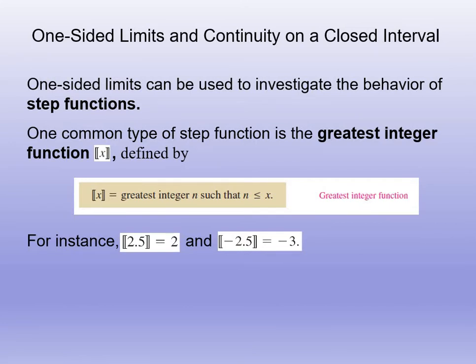So the greatest integer of 3.1 is 3. The greatest integer of 3.3 is 3. The greatest integer of 3.9 is 3. So we call this kind of the step function, okay? And then we have to go the other way too.